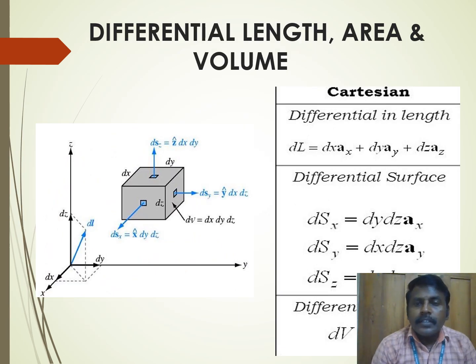Then differential length, area, and volume for the Cartesian coordinate system. According to this diagram, consider a cube kept along the x, y, and z axes. Then we can write the corresponding equations for dsx, dsy, dsz in terms of surface. Similarly for volume, dv equals dx dy dz. The differential length dl is equal to dx a bar x plus dy a bar y plus dz a bar z. For differential surface, dsx equals dy dz a bar x, dsy equals dx dz a bar y, dsz equals dx dy a bar z. Then differential volume dv equals dx dy dz.